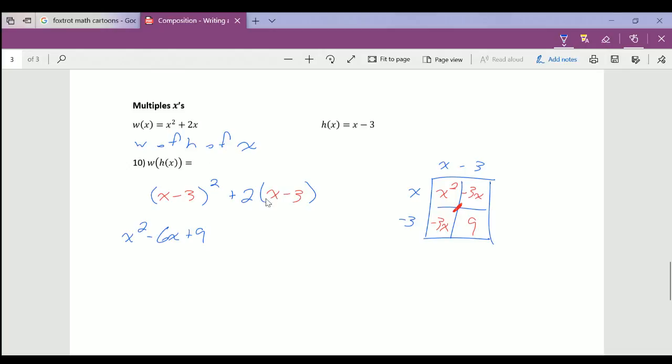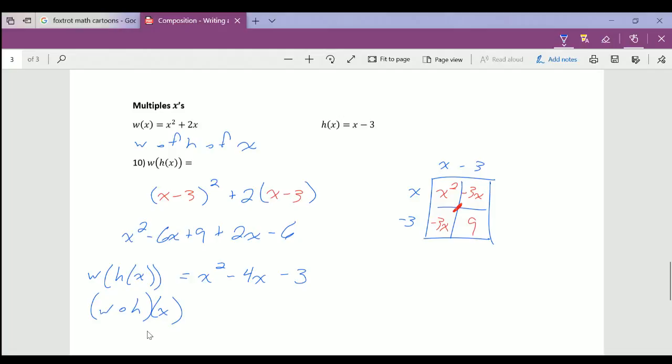The part on the right, it's just distributing. So you're going to do 2 times x and 2 times negative 3. Almost done. We just need to combine like terms. We've got the x squared. We have a negative 6x and a positive 2x. That'll be minus 4x. And then we've got a 9 minus 6. So that is 3. And there we go. In this instance, that will be w of h of x. If you're a fan of that other notation, it could have been written this way, depending on how it shows up for you.